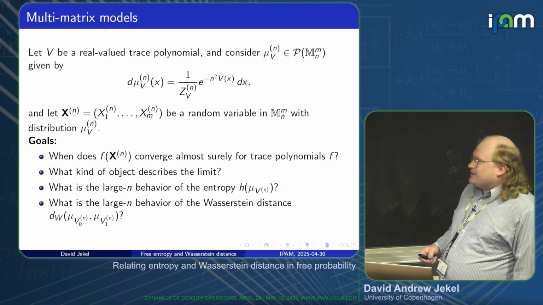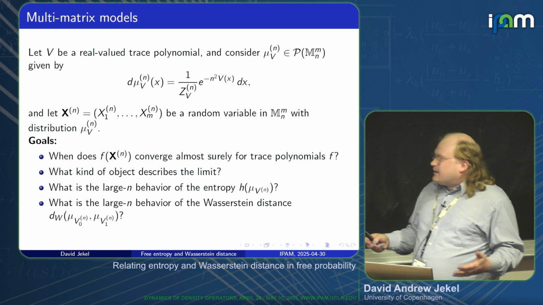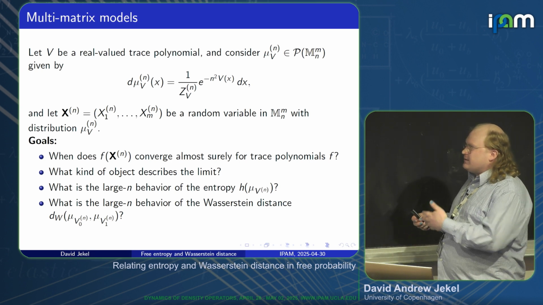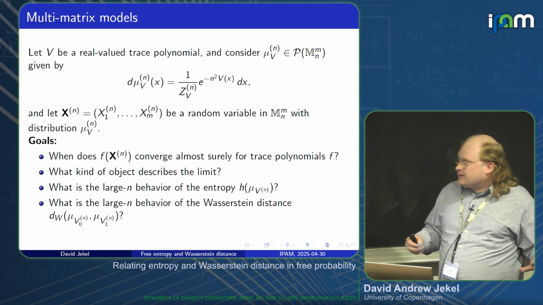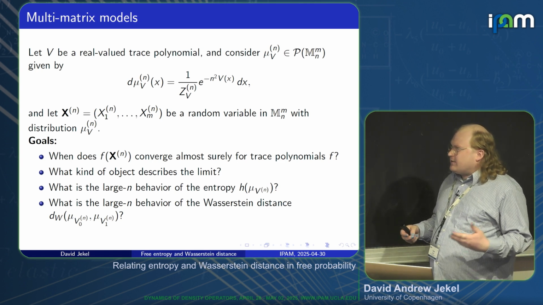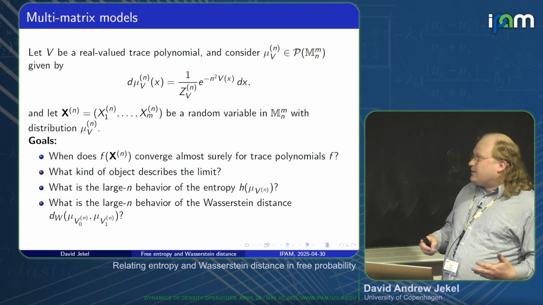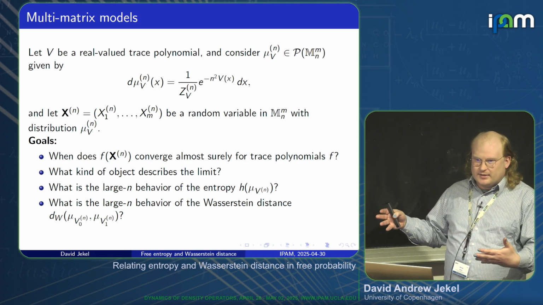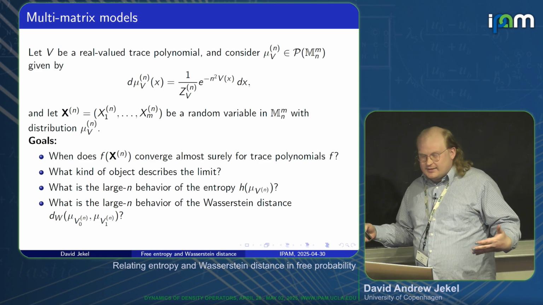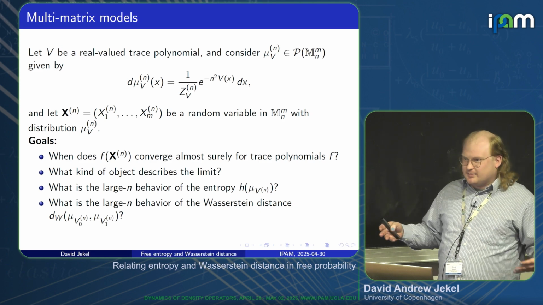So you might want to ask, well, if I take trace polynomials f, will the random quantity f of X_N converge as N goes to infinity, and what kind of object describes the limit? And then you want to go further and understand how the entropy of this behaves in a large N limit, and how the Wasserstein distance behaves in a large N limit, and how these things relate to each other?